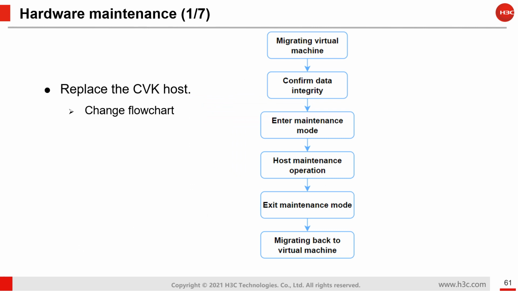Now, let's talk about hardware maintenance. If you want to replace the CVK host, you need to follow this change flow chart. 1. Migrate the virtual machine. 2. Confirm data integrity. 3. Enter maintenance mode. 4. Host maintenance operation. 5. Quit maintenance mode. 6. Migrate the virtual machine back.